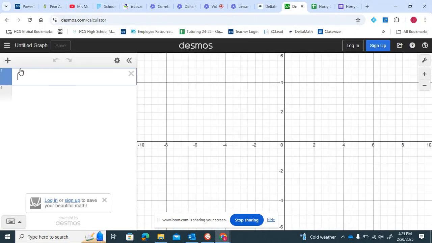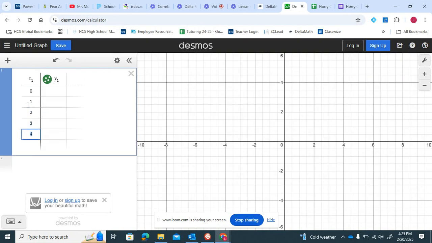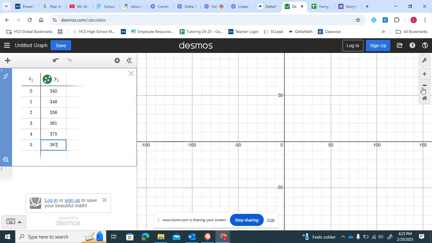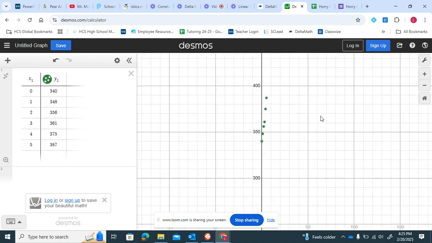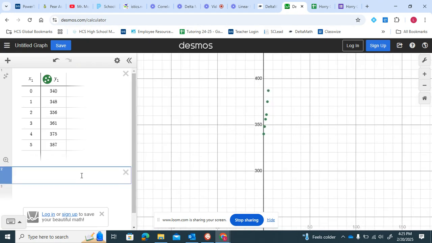So that would look like this. You do plus table. It'd be 0, 1, 2, 3, 4, 5. And then it would be 340, 348, 356. It would be 361. It would be 375. It would be 387. Zoom out again. You can see your data points somewhere. Hard to tell, but I think they are positive. Yeah, it's definitely a positive correlation.